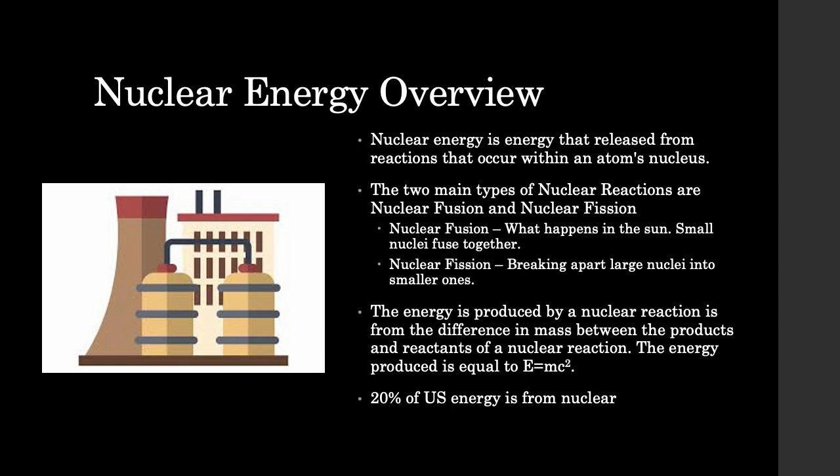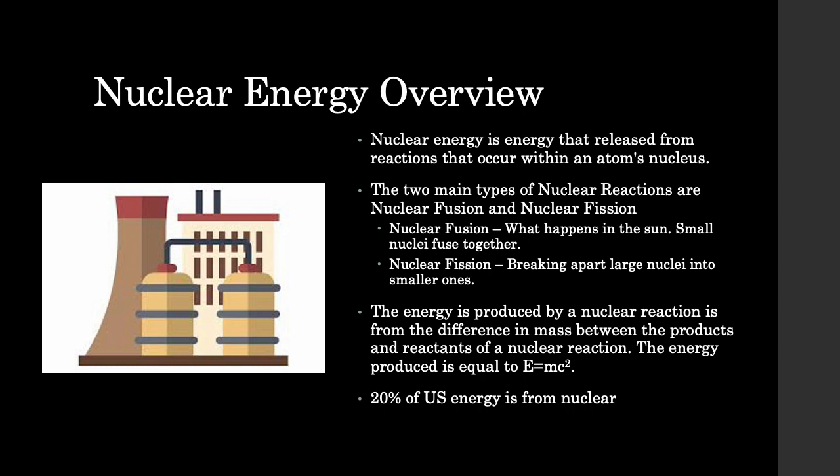The first energy production method that we will be evaluating is nuclear energy. Nuclear energy is energy that's released from reactions that occur within an atom's nucleus. There are two main types of nuclear reactions: nuclear fusion and nuclear fission. Nuclear fusion is what happens in our sun, and it's when small nuclei fuse together and release immense amounts of energy. So far, we have not figured out how to harness this on Earth.